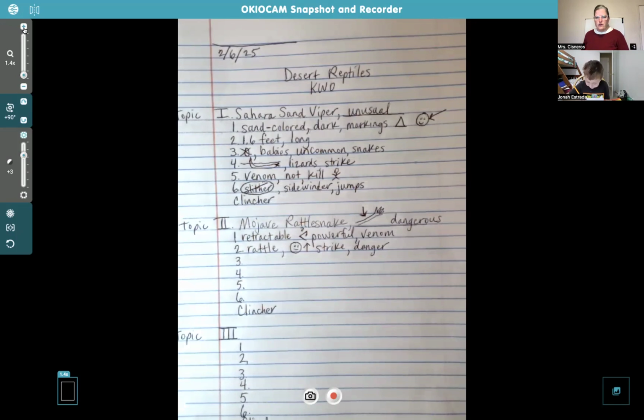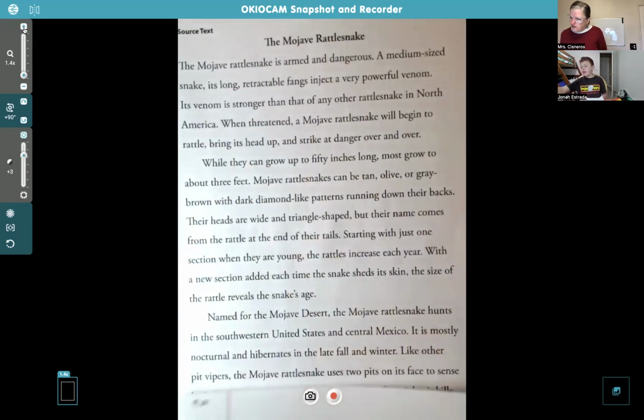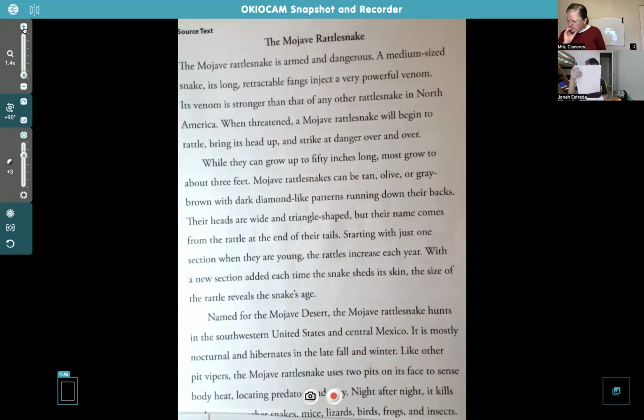Okay, you got that one down? Yes. All right, let's move on to the next one. What's another fact? Mojave rattlesnakes can be tan, olive, or gray-brown with dark diamond-like patterns running down their backs. Okay, how can we do that one?